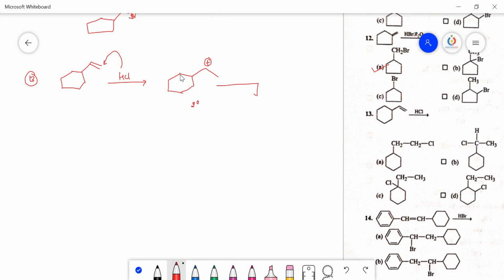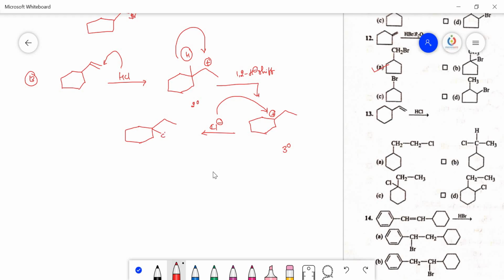But there is a chance for the formation of one more carbocation if this hydrogen is completely transferred, so that a 1,2 hydride shift takes place. Hence we get the stable carbocation at this place, that is a tertiary carbocation, so Cl minus attacks this particular place and provides the molecule this one. So option C is correct.